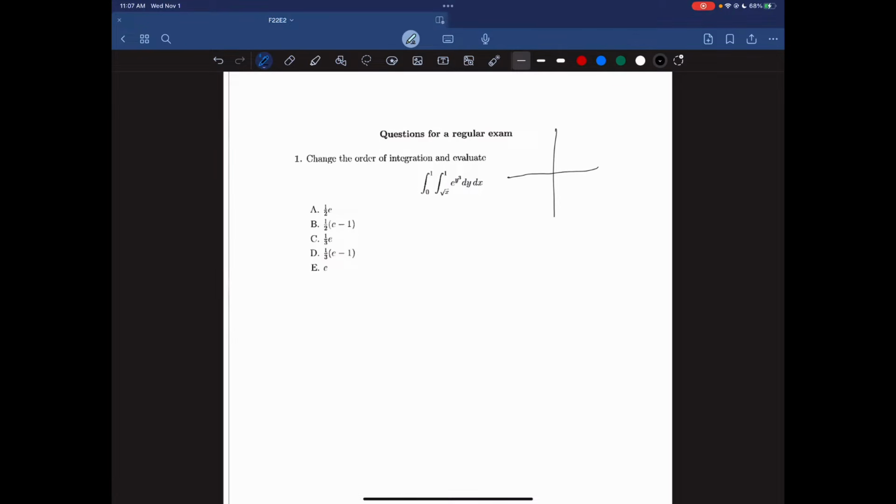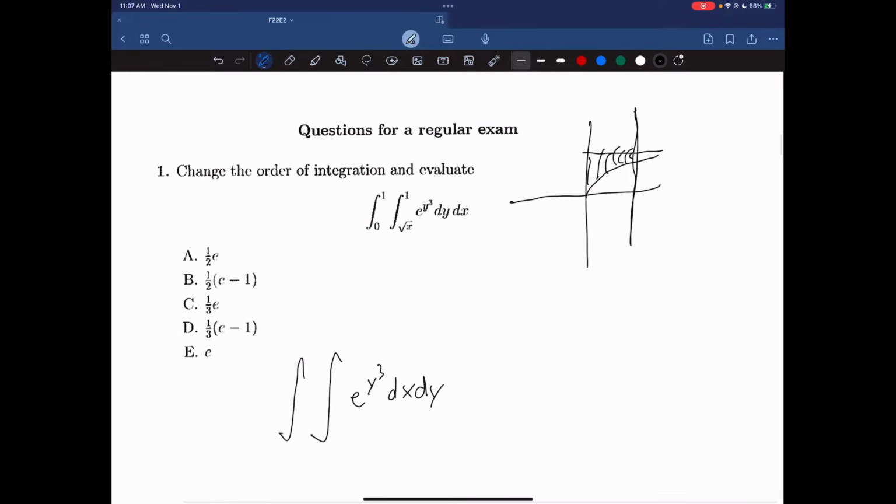So y is going from root x to 1, so kind of like that region right here, and then x is 0 to 1. And to rewrite the integral, we don't really know the bounds, but we know it's going to be e to the y cubed dx dy, and that means we're going to find the x bound, and it looks like it's going to be going from 0 to that curve right there.